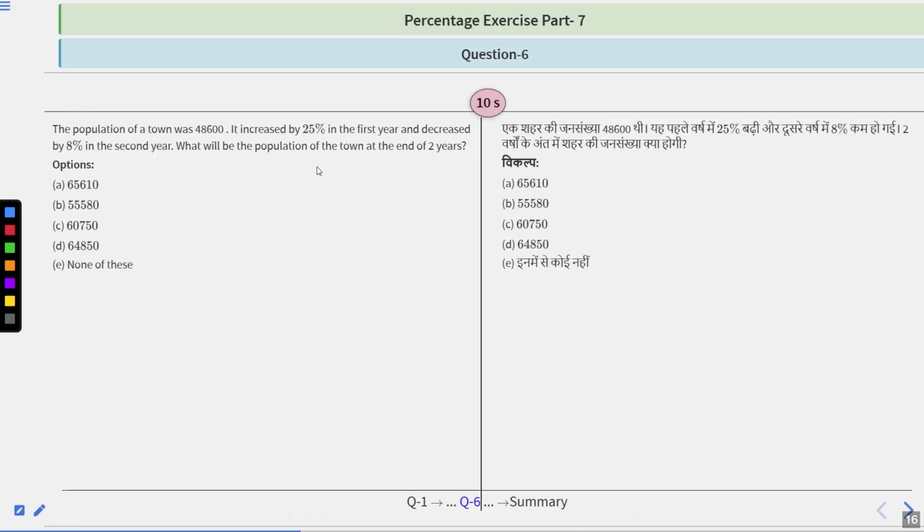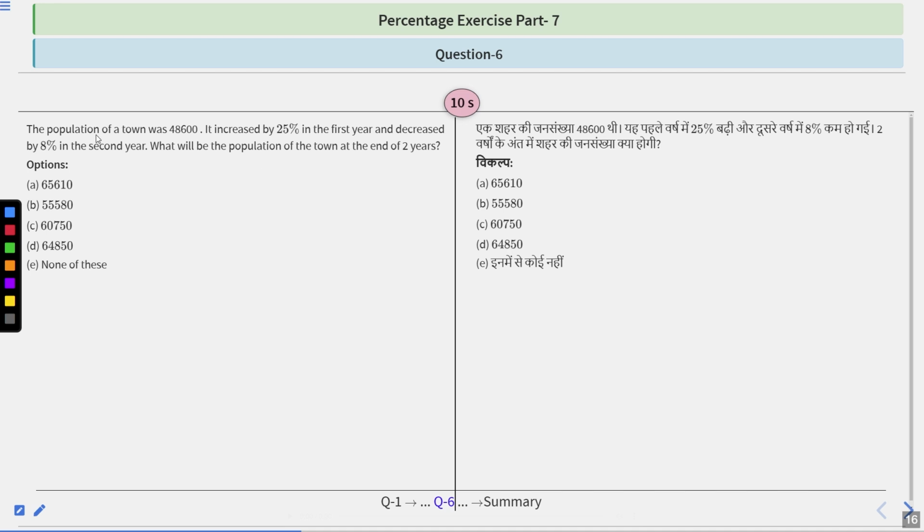Next one. The population of a town was 48,600. It increased by 25% in the first year and decreased by 8% in the second year. What will be the population of the town at the end of 2 years? You have 5 options and 10 seconds to solve this question. Your time starts now.